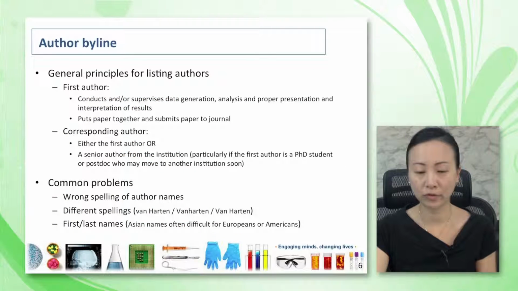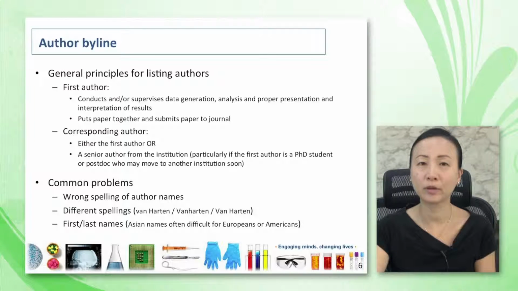For the listing of author names in the author byline, there are some general principles you can follow. The first author is usually the person who conducted and supervised the data generation and analysis, as well as the proper presentation and interpretation of the results, putting the paper together and submitting it to the journal. The corresponding author can either be the first author or a senior author from the institution, especially if the first author is a PhD student or a postdoc who will move to another institution soon.